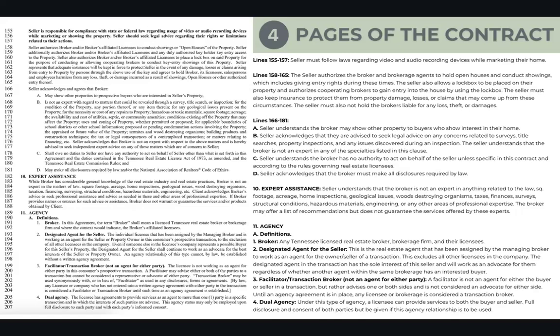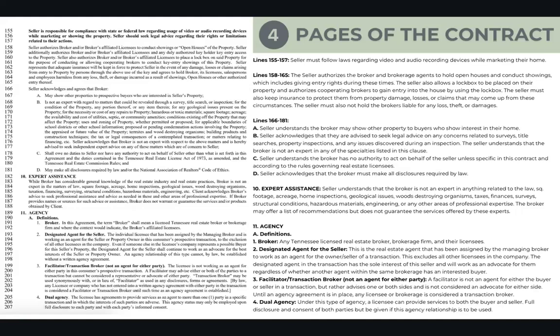C, the seller understands the broker has no authority to act on behalf of the seller unless specified in this contract and according to the rules governing real estate licensees. D, the seller acknowledges that the broker must make all disclosures required by law.